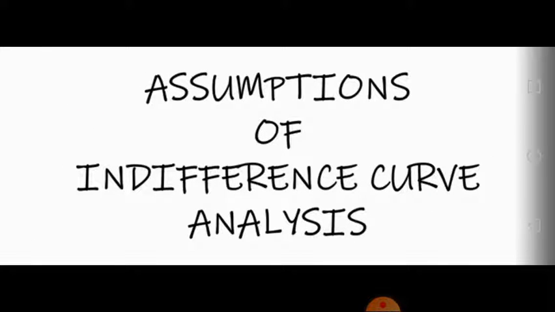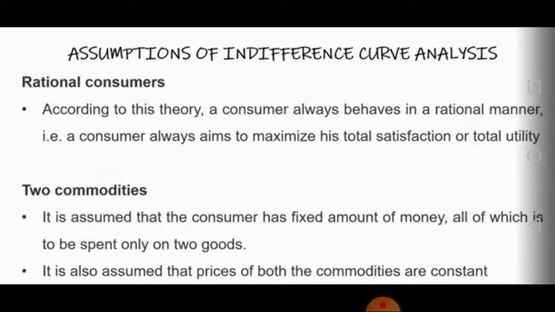Now we'll study the assumptions behind making this curve. What should we keep in mind before making this curve? The first assumption is a rational consumer. According to this theory, a consumer always behaves in a rational manner, such that a consumer always aims to maximize his total satisfaction or total utility.